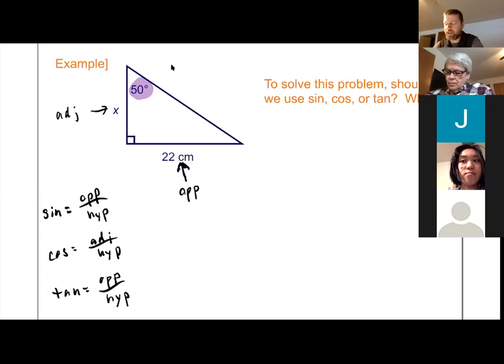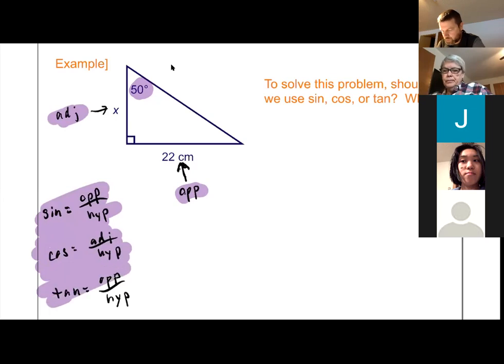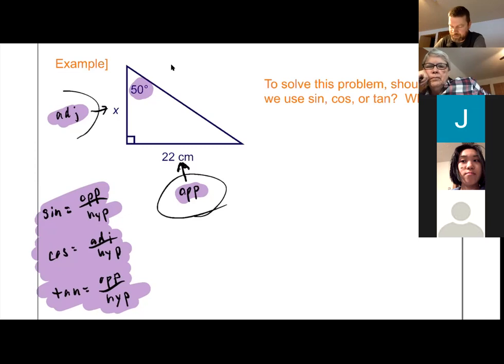So now that I know I'm looking at the opposite side and the adjacent side, which one of these trig functions am I going to want to use? Come on, I think you guys have got it. Which one? Sine, cosine, or tangent? Which one has the opposite and the adjacent? Neither.